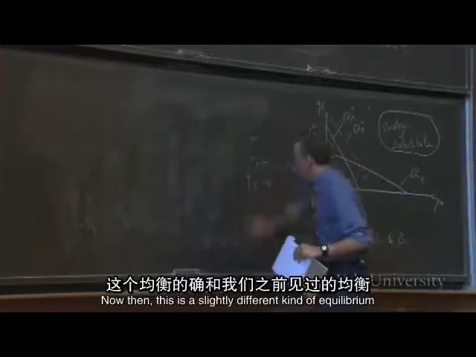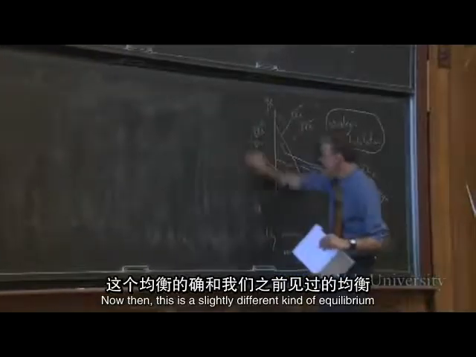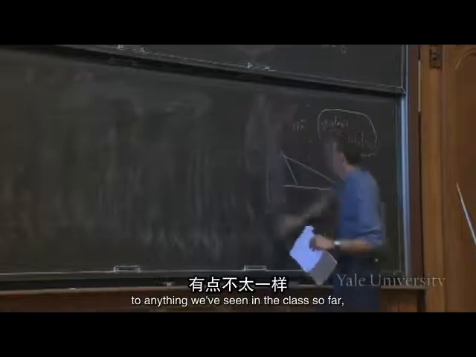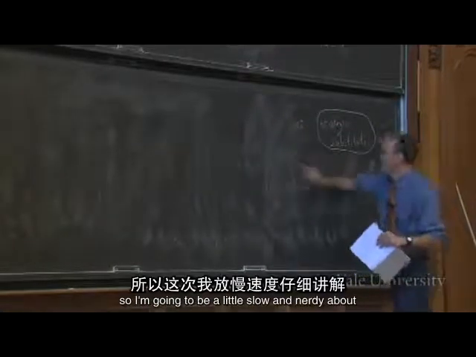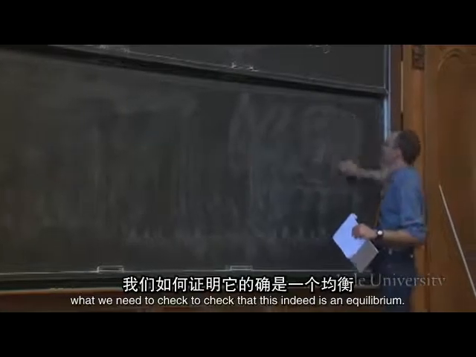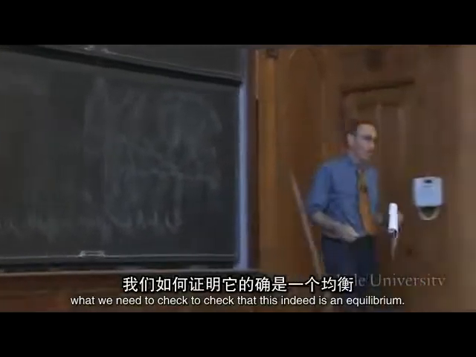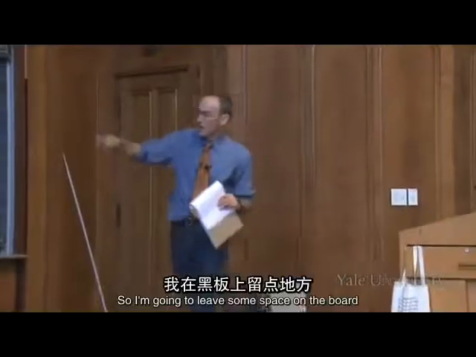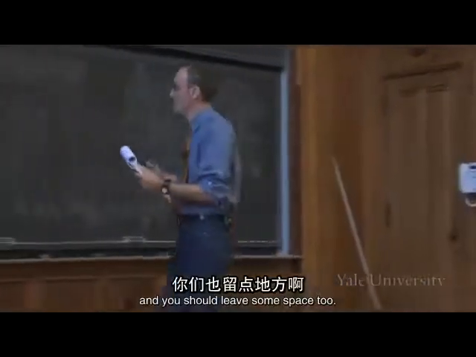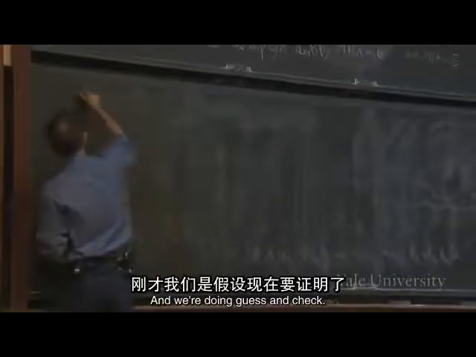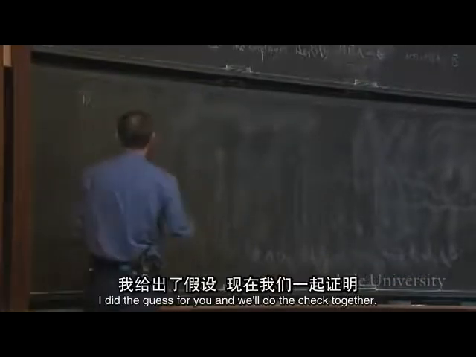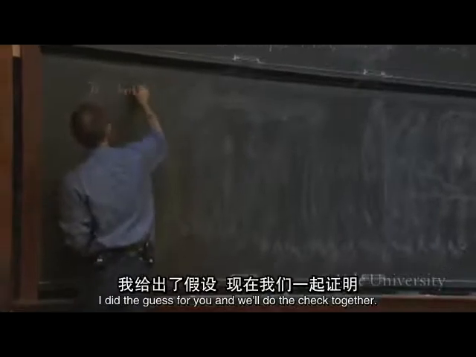All right. Now then, this is a slightly different kind of equilibrium to anything we've seen in the class so far. So I'm going to be a little bit slow and nerdy about what we need to check that this indeed is an equilibrium. All right? So I'm going to leave some space on the board, and you should leave some space too. All right? So my claim is this is an equilibrium, and well, we're doing guess and check. I did the guess for you, and we'll do the check together.